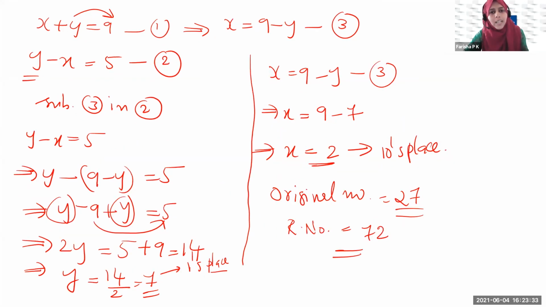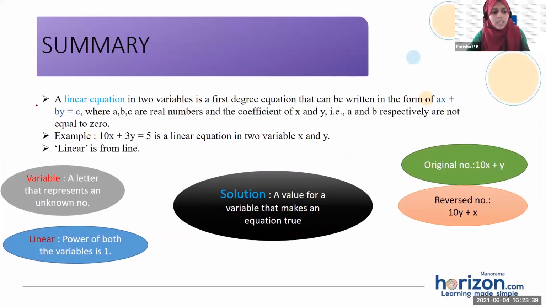Okay, before winding up, let me give you a summary of what I have learned so far. So what have I learned so far? Yes, we have learned what a linear equation is, isn't it? And you know where this term linear comes from. It is from line. Now what is a variable? A letter that represents an unknown number. Okay. Now linear, power of both the variables is 1. Okay. Solution, a value for a variable that makes an equation true.